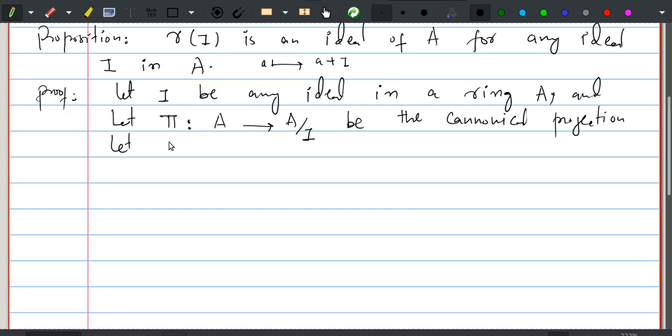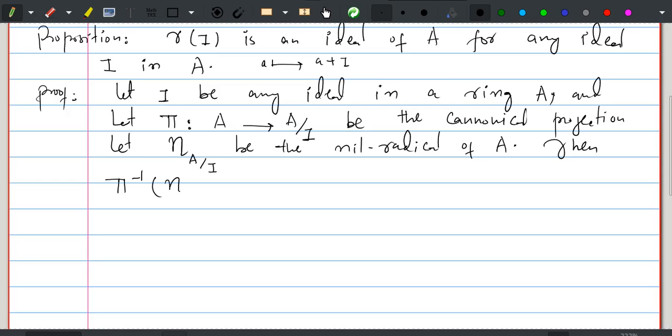So let eta of A mod I be the nil radical of A mod I, which means eta of A mod I consists of all nilpotent elements in A mod I. So then pi inverse of eta of A mod I is an ideal of A, since this pi is a ring homomorphism, and a ring homomorphism pulls back ideals into ideals.